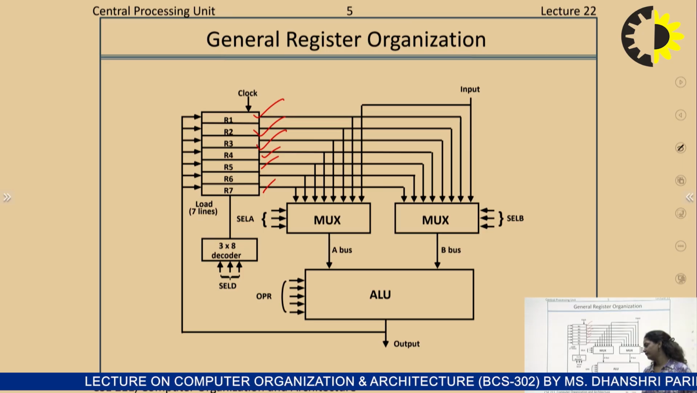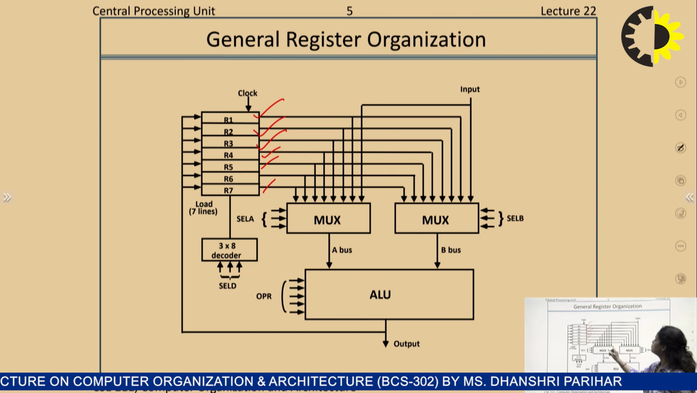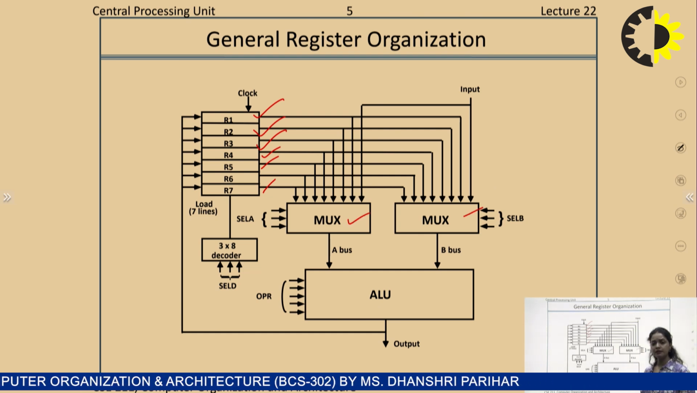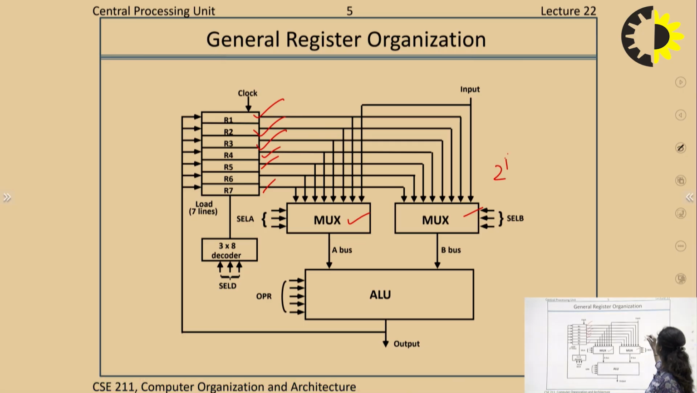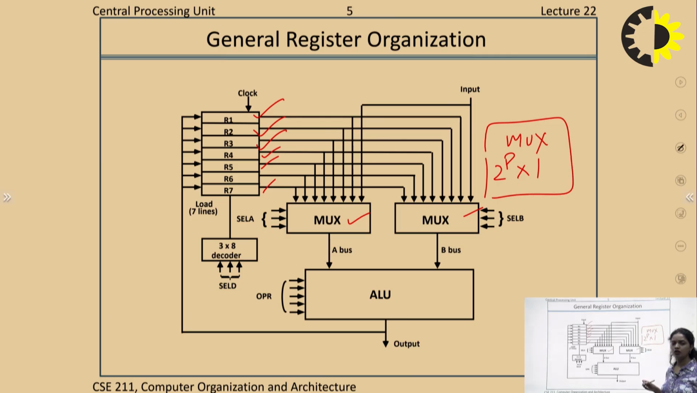As we can look at in this scheme, we have two multiplexers over here. So what is a multiplexer? A multiplexer is a component that takes 2 raised to the power p inputs and gives 1 output. 2 raised to the power p means powers of 2. And what is p? P is a special kind of input, the selection lines, which control which input out of the multiple inputs is selected by the multiplexer.